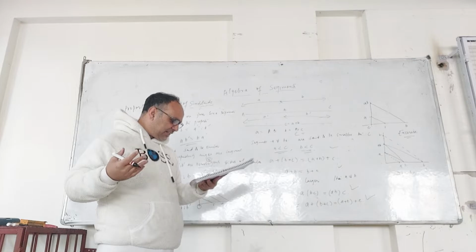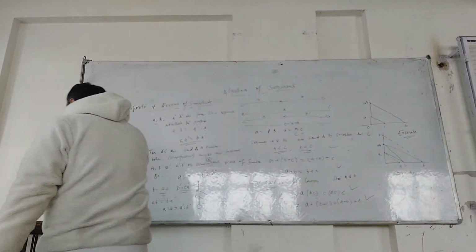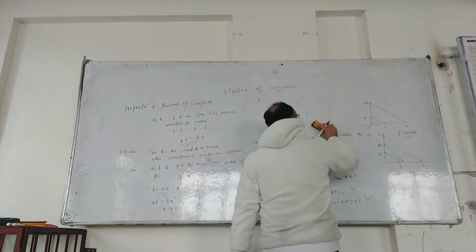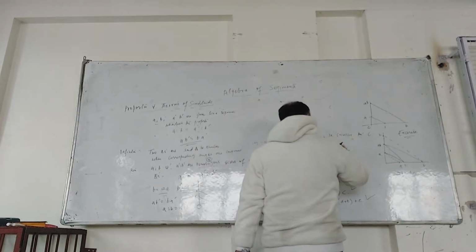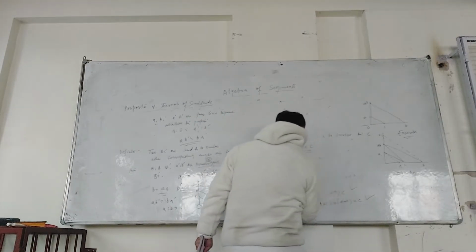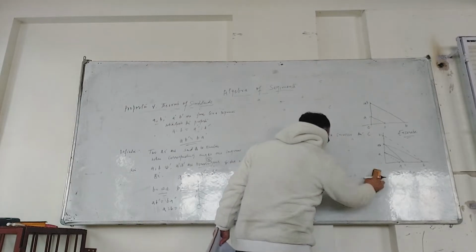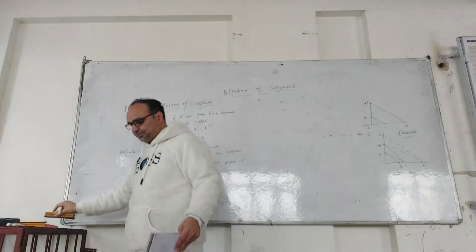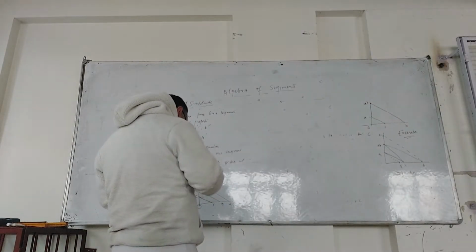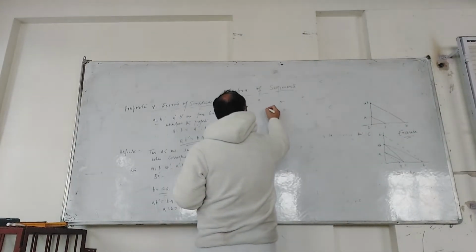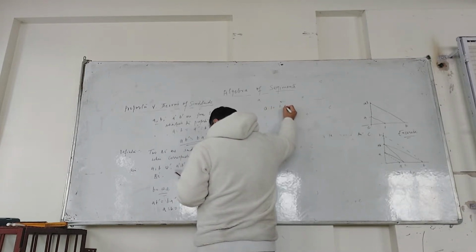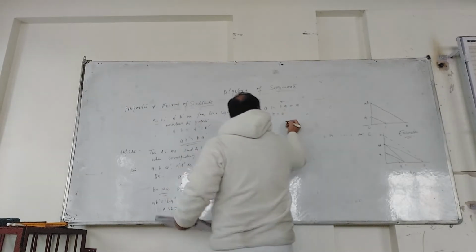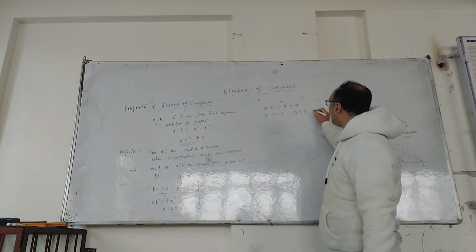So if a straight line is constructed such that, for example, there are particular propositions, for example, a into b should be equal to... and if a into b is equal to 0, it means either a should be 0 or b should be 0.